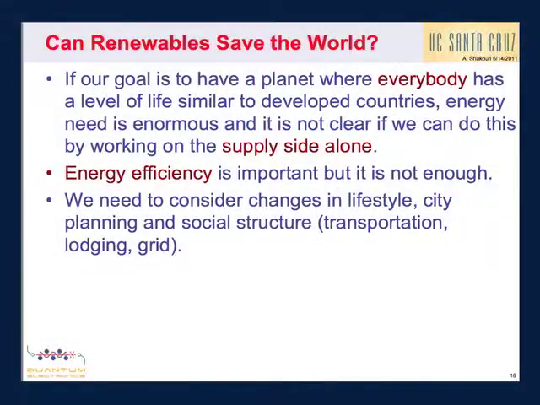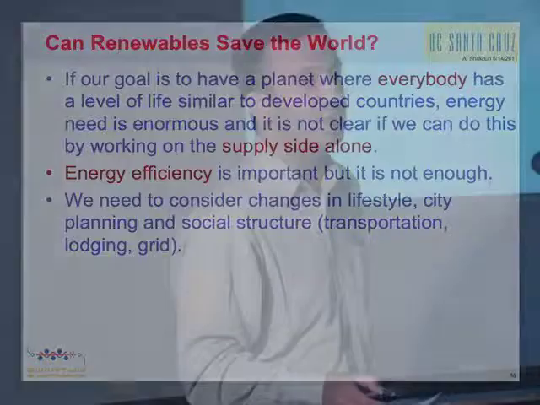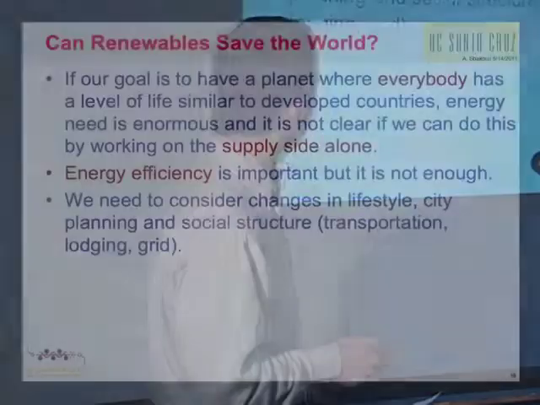So if our goal is to have a planet where everybody has a lifestyle similar to what we enjoy here, it's clear that we cannot do this by just working on the supply side alone. It's not just that somebody invents a better solar cell tomorrow and then the day after tomorrow you will not hear about the energy problem anymore. How much we have to go and how much energy we need is quite a significant gap.